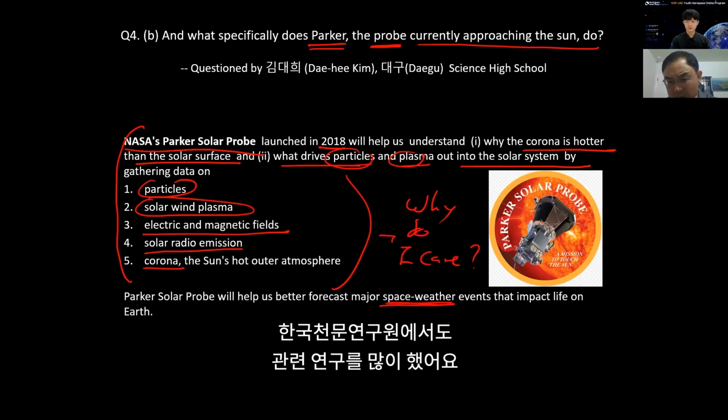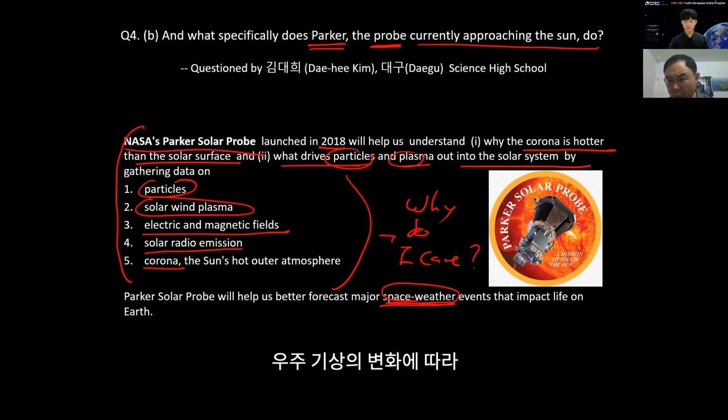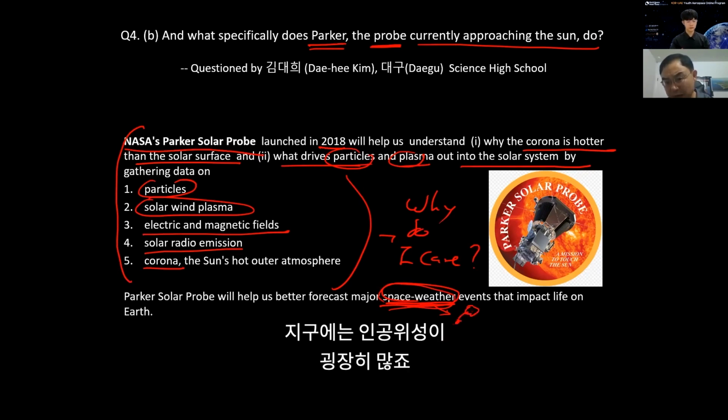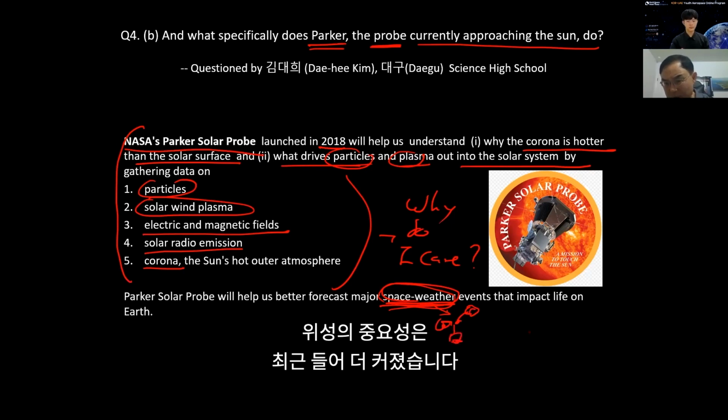The Sun's weather is something a lot of research is done on, also at the Korea Astronomy and Space Science Institute. Space weather matters because when strong solar wind comes, it could damage satellites. We have a lot of satellites. Why do we care about this, especially nowadays?